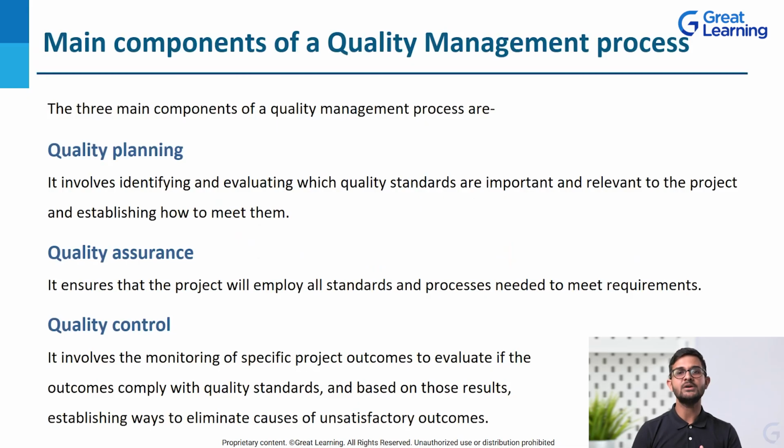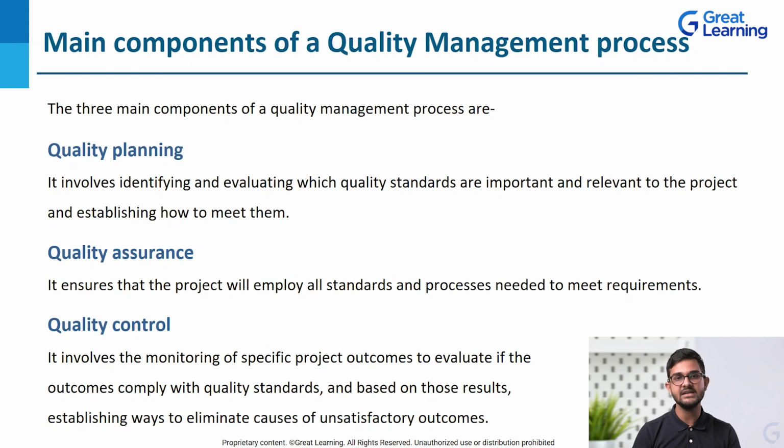So the main components of the quality management process are quality planning, quality assurance, and quality control. So step 1, you plan for the quality. Step 2, you have to assure the quality. And step 3, you have to control the quality. And your work is done. You take the learnings for the next project. That's how it works. So let's talk about quality planning first of all.